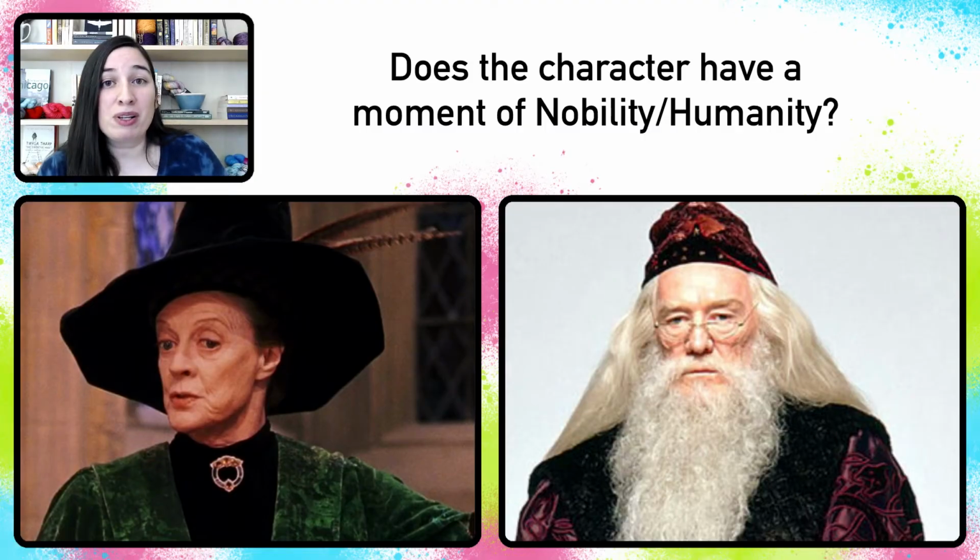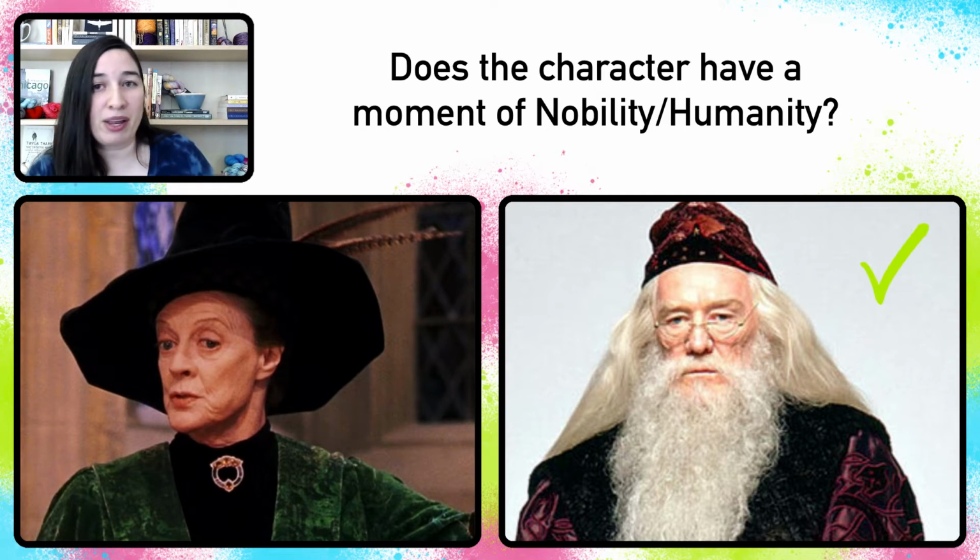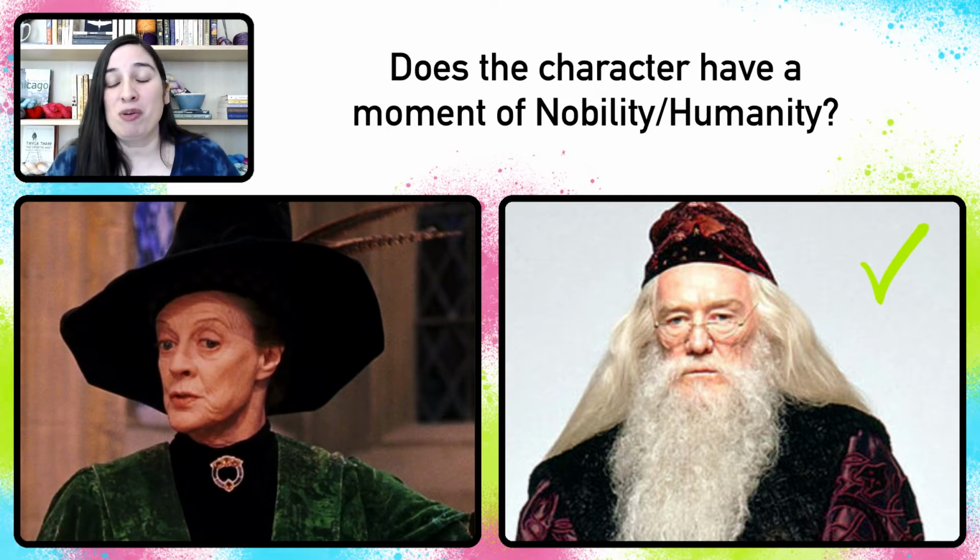So, Dumbledore's moment of nobility is obviously caring for the orphaned Harry and bringing him to his family. His moment of humanity has more to do with the lemon drops and unsticking a couple of sticky lemon drops that he's left in his pocket. He's just like us. He's a little sloppy. As for McGonagall, she doesn't really have a moment of nobility, but that's fine. We're really only looking to hit one here.